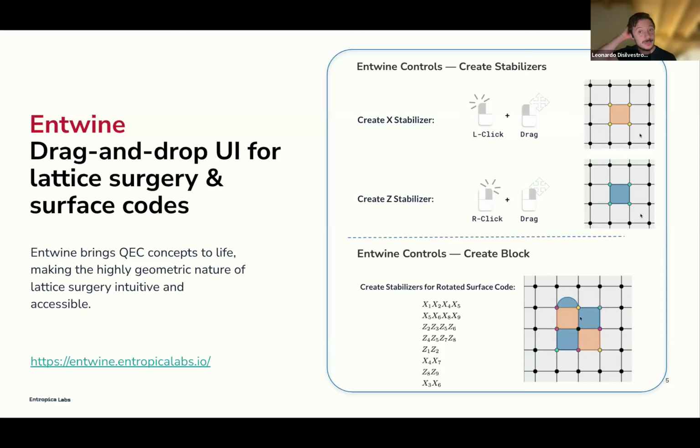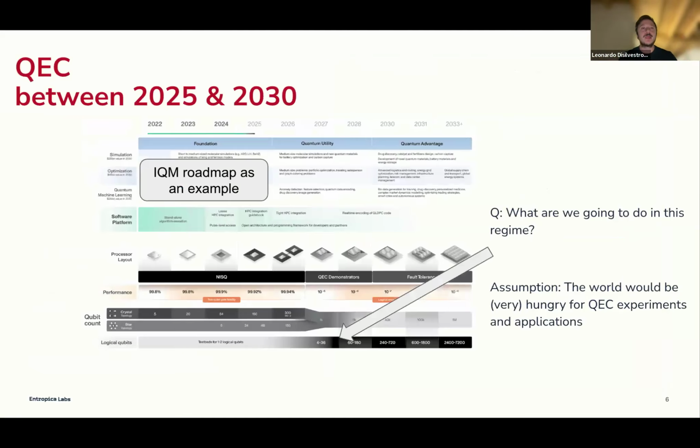The idea is that rotated surface codes and lattice surgeries later on are highly geometrical, and visualizing things is quite useful. There is a sweet spot maybe when you're dealing with up to 10, 20, maybe even 30 logical qubits, and it's nice just to put them on a screen.